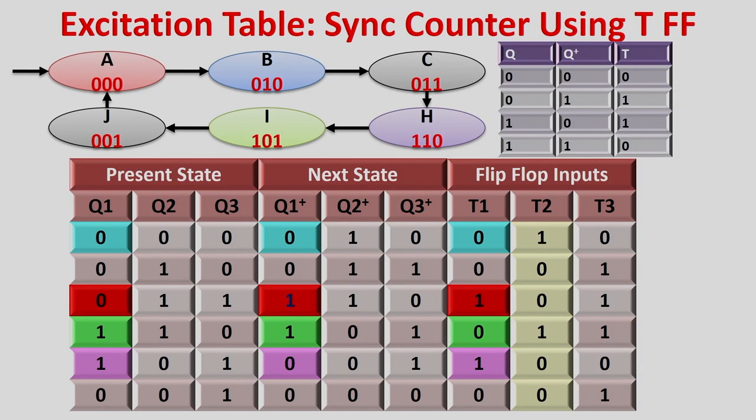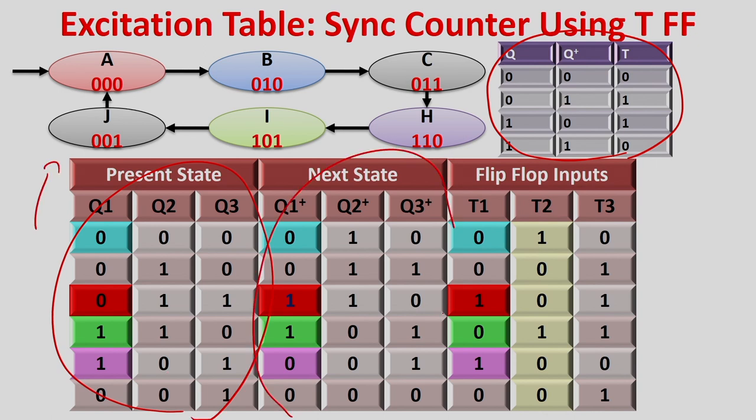And if you want to use T flip flop, use the excitation table of T flip flop. Okay, this is the present state we are tabulating for this FSM, this is the next state we require. And if you want to use T flip flop, what will be the input to the T flip flops? For T1, we are showing, if it is 0 0, you require input 0. If it is 0 1, you require input 1. If it is 1 0, you require input 1, and if it is 1 1, you require input 0.